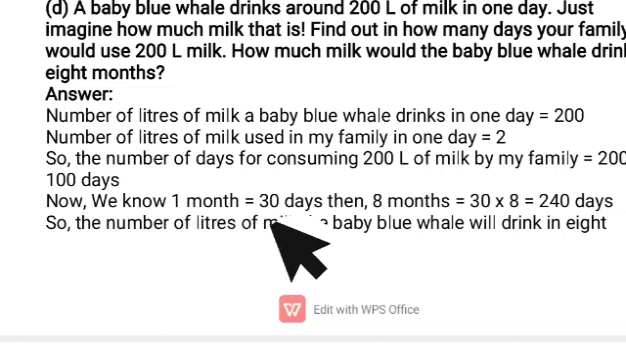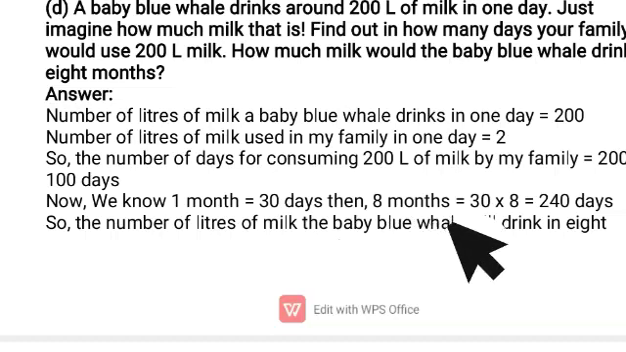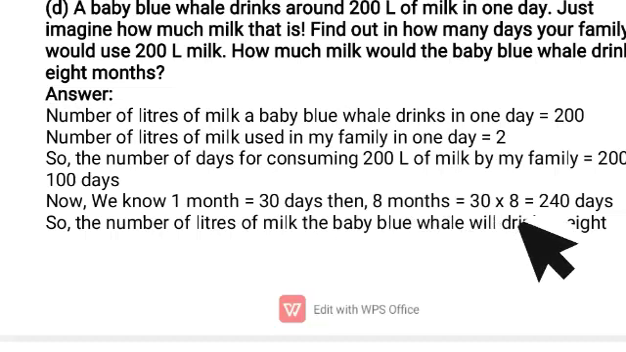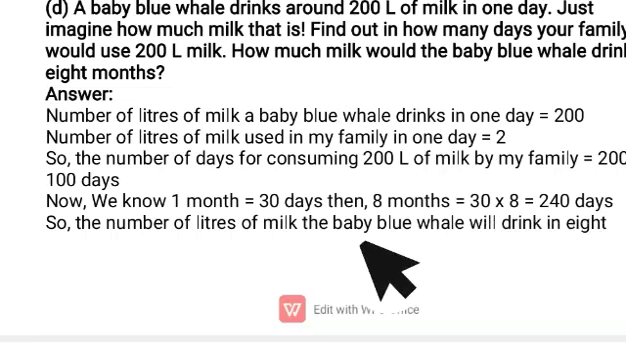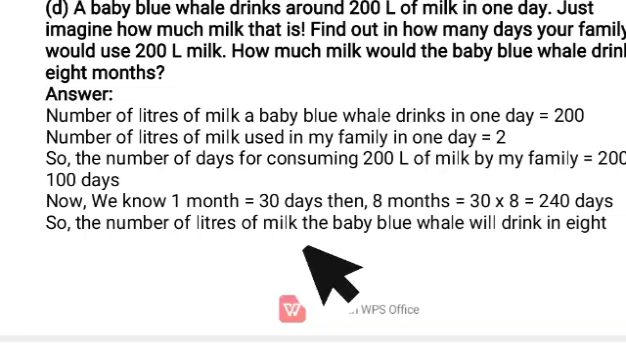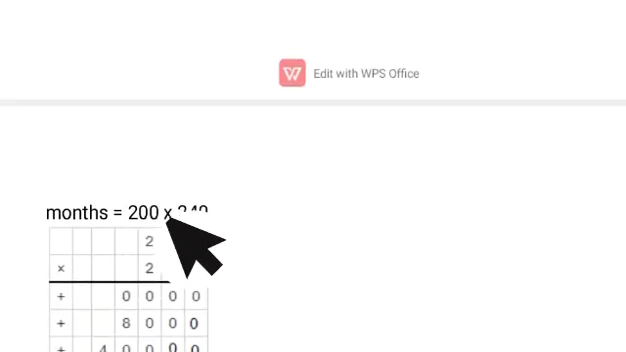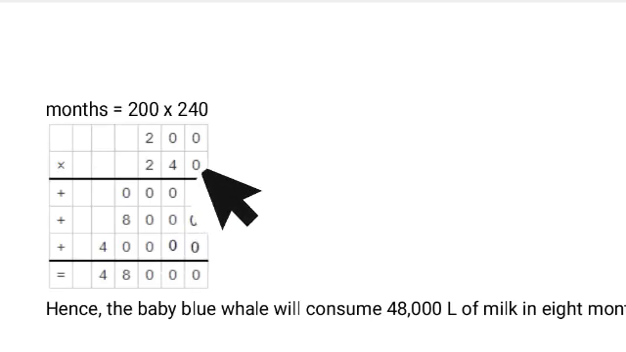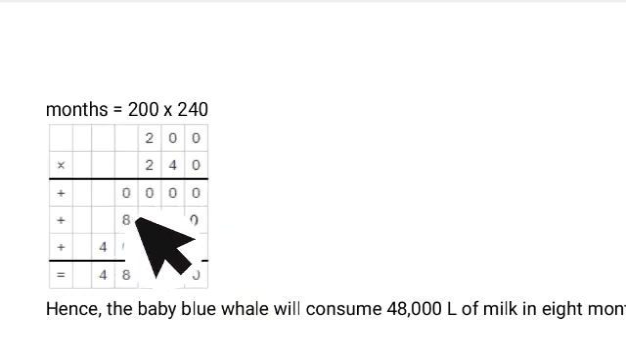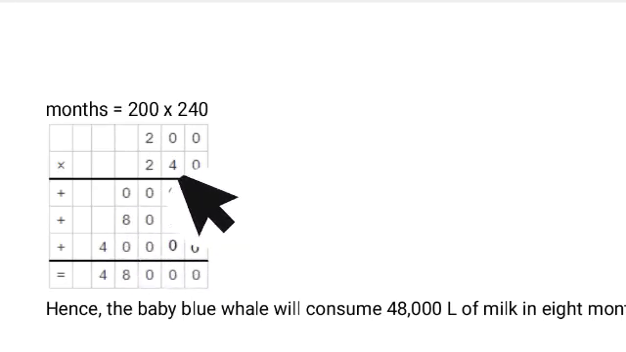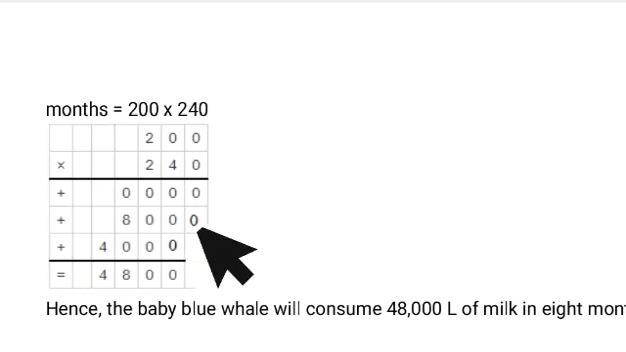We know 1 month equals 30 days, so for 8 months, 30 into 8 is 240 days. So the number of liters of milk the baby blue whale will drink in 8 months will be 200 multiplied by 240. To do the multiplication of these three digits, first we start from the unit digit. The unit digit will be multiplied with all three digits. 0 multiplied by 0, 0 multiplied by 0, and 0 multiplied by 2 gives 0. Then for the tens digit 4, first we will keep one 0 over here.